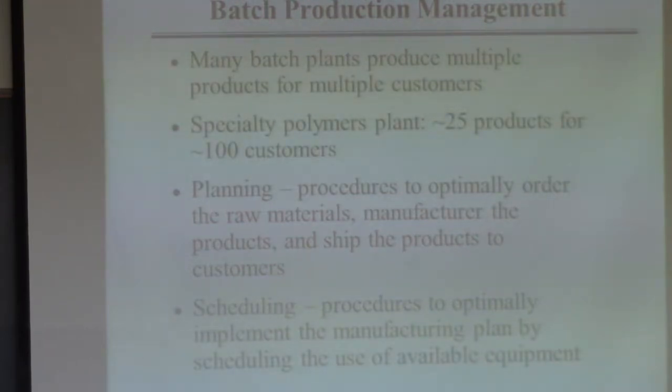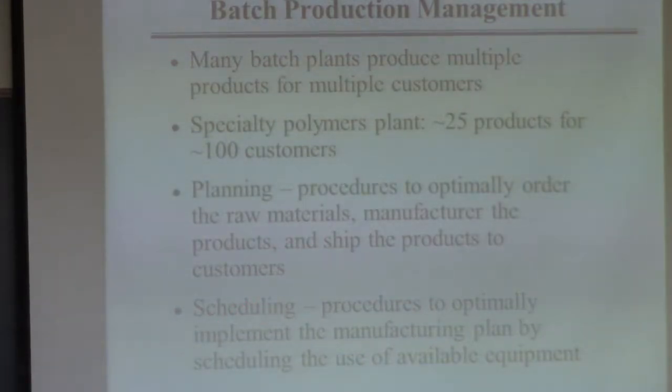It's like, how are you going to schedule? If you have all these different products for all these customers, how are you going to make sure you satisfy all the contracts by making the amount of polymer that you need for all these customers? So there's two things that are involved in this. One is called planning. One is scheduling. I guess scheduling is a little bit lower level.